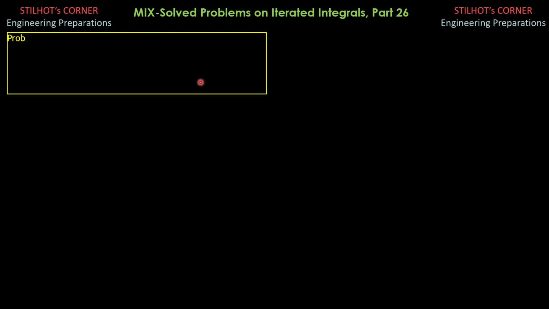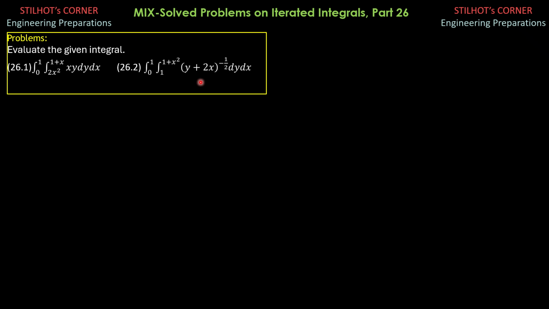So here we go. There are 4 exercises in this video, and these exercises are taken from the book by Love and Rainville. Evaluate the given integral. 26.1: integral 0 to 1, 2x squared to 1 plus x of xy dy dx.